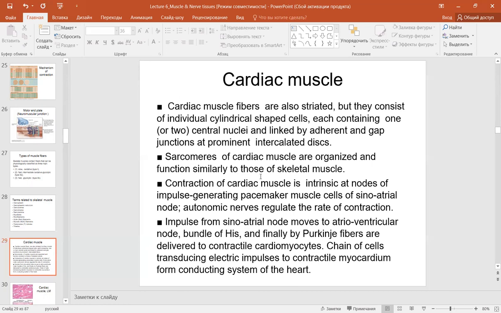Contraction of cardiac muscle is intrinsic, arising at nodes of impulse-generating pacemaker muscle cells of the sinoatrial node. Autonomic nerves regulate the rate of contraction, the heart beating. Impulse from the sinoatrial node moves to the atrioventricular node, bundle of His, and finally by Purkinje fibers is delivered to the contractile cardiomyocytes. Chains of cells transducing electric impulses to contractile myocardium form the conducting system of the heart.